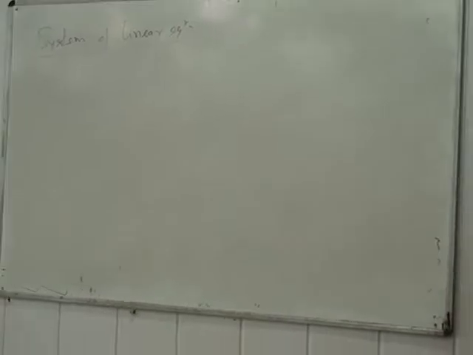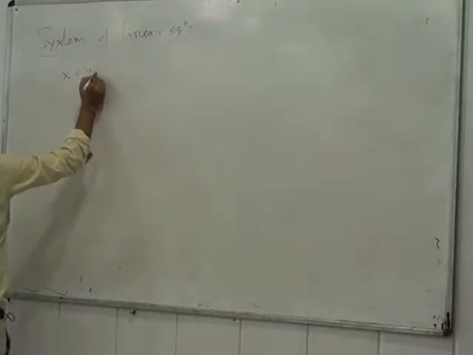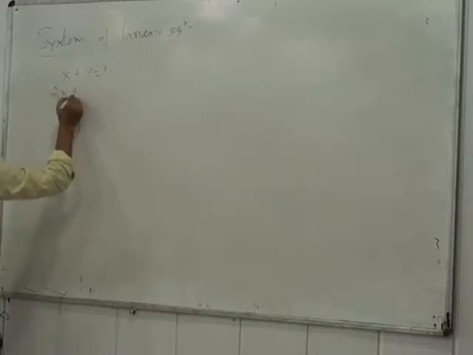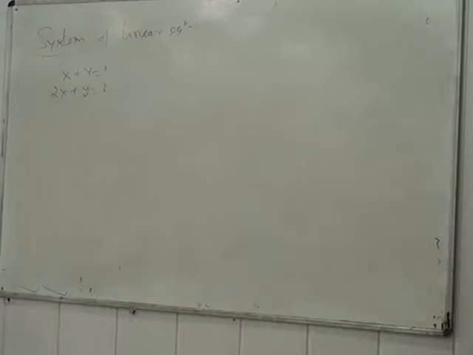For example, if I ask you to solve x plus y is equal to 1 and 2x plus y is equal to, let's say, 2. Can you tell me the solution? How do you find the solution? You eliminate either x or y, correct?